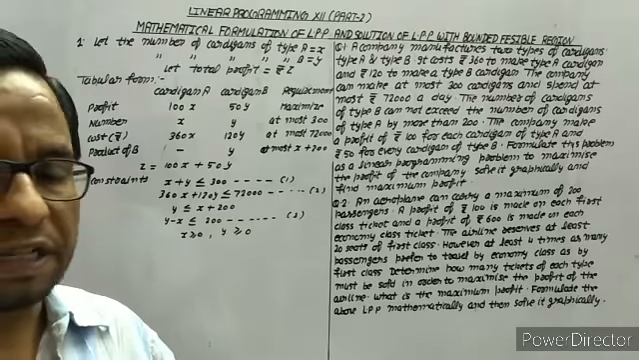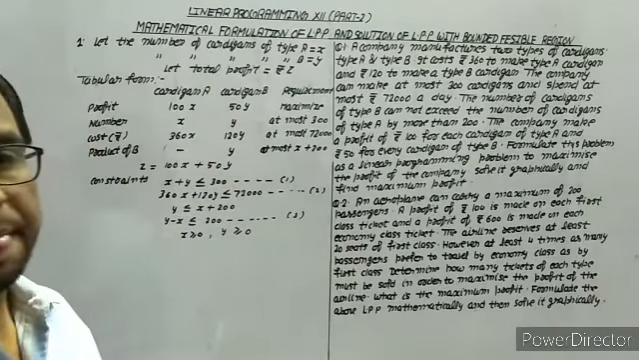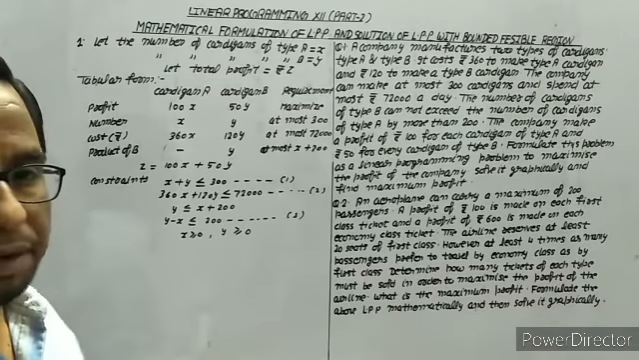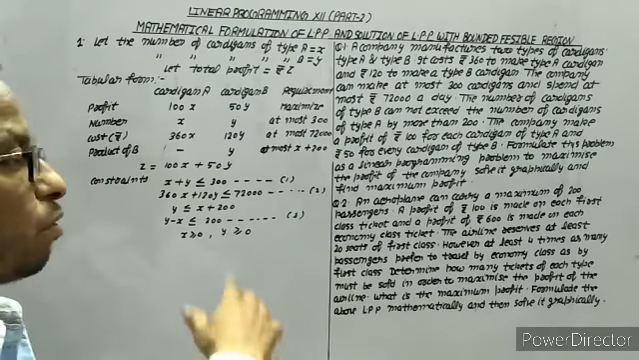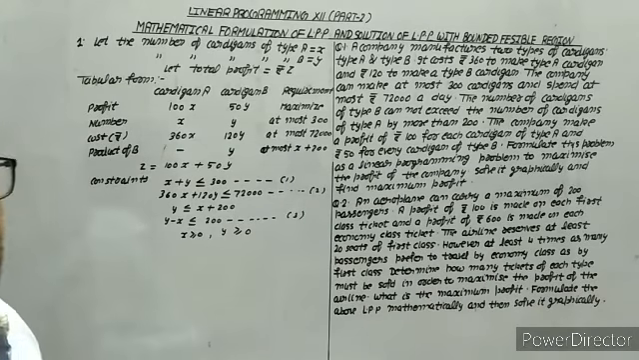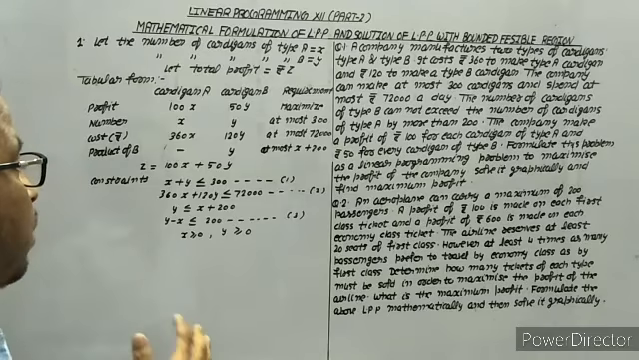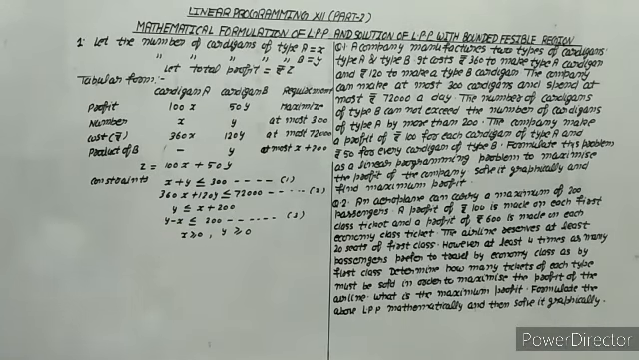Like the previous explanation, we first have to represent it graphically, and after the graphical representation, we will find the corner points, and from the corner points we will find the maximum profit. So let's see how we draw the graph of this.